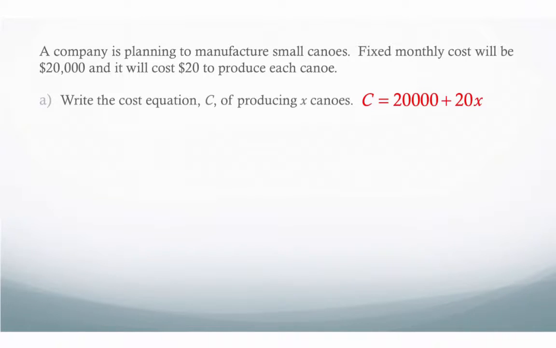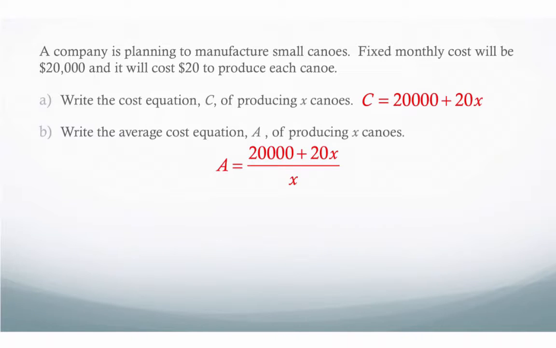To find the average cost, which is going to be our next step, all we need to do is divide by the total number of canoes that we're going to produce. Because whenever we take an average, we'll take the sum of everything that we have and divide it by the total number of items that I added together. So my average cost is going to be 20,000 plus 20x divided by x.